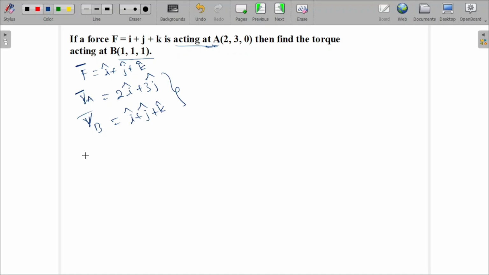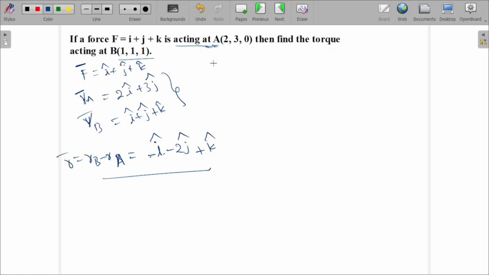Now we have to do RB minus RA, that is 1 minus 2, so it is minus i cap, 1 minus 3, so minus 2 j cap, plus k cap. So it is minus i cap minus 2 j cap plus k cap. Is it right? 1 minus 2, 1 minus 3, 1 minus 0, so it is 1 k cap. So this is R bar.